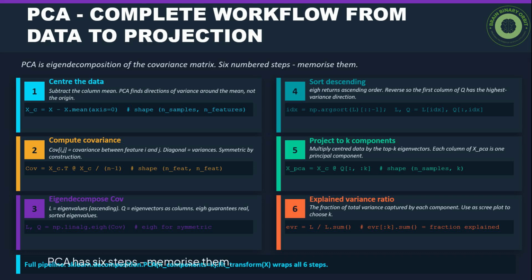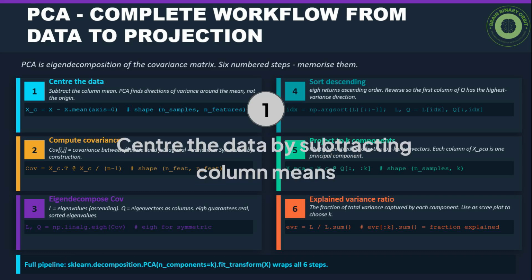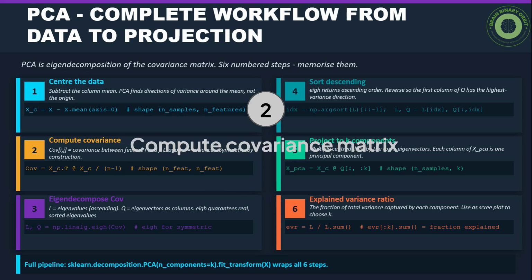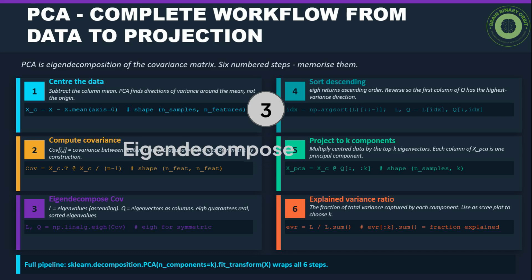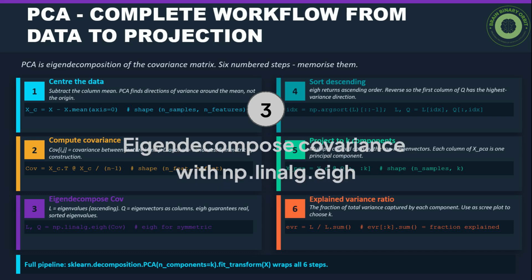PCA has 6 steps, memorize them. Step 1. Center the data by subtracting the column means. Step 2. Compute the covariance matrix as X-centered transpose times X-centered divided by n-1. Step 3. Eigendecompose the covariance matrix with np.linalg.eigh. Use eigh, not eig, it is faster and returns real sorted eigenvalues.